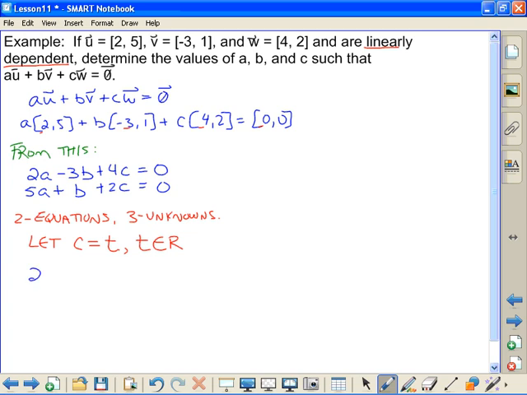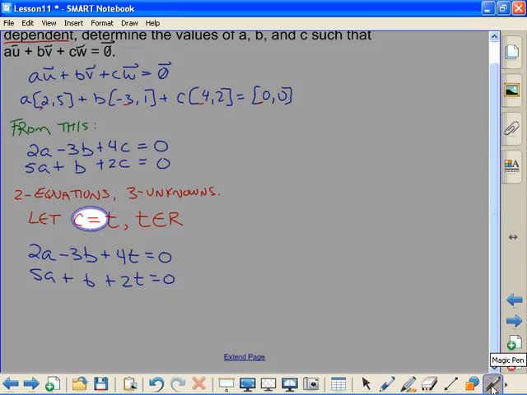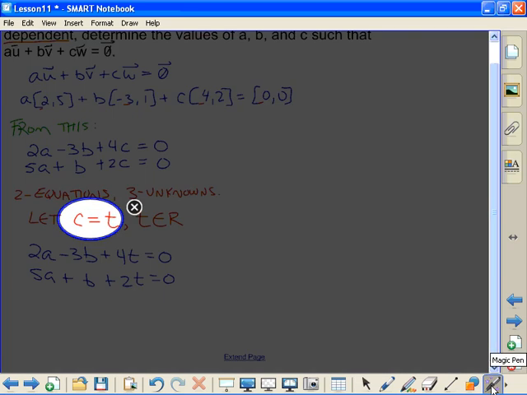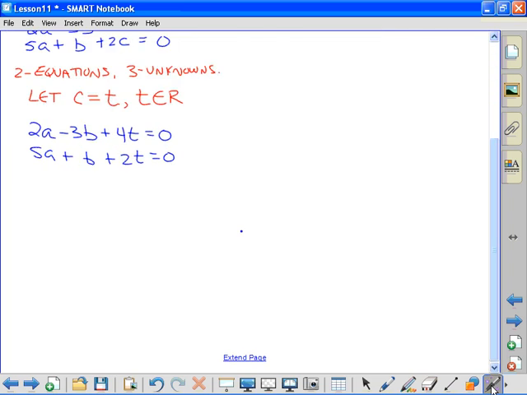So that means our equation now becomes 2a minus 3b plus 4t equals 0, 5a plus b plus 2t equals 0. So the c value is technically solved for. Our c value is equal to t. We have one of the three unknowns, and we just do it arbitrarily, because when you only have two equations and three unknowns, we end up with what we call multiple or an infinite number of solutions.